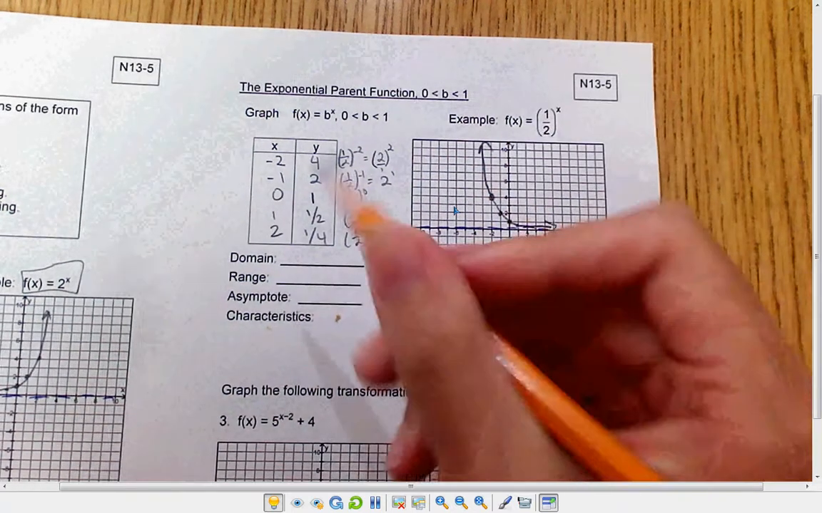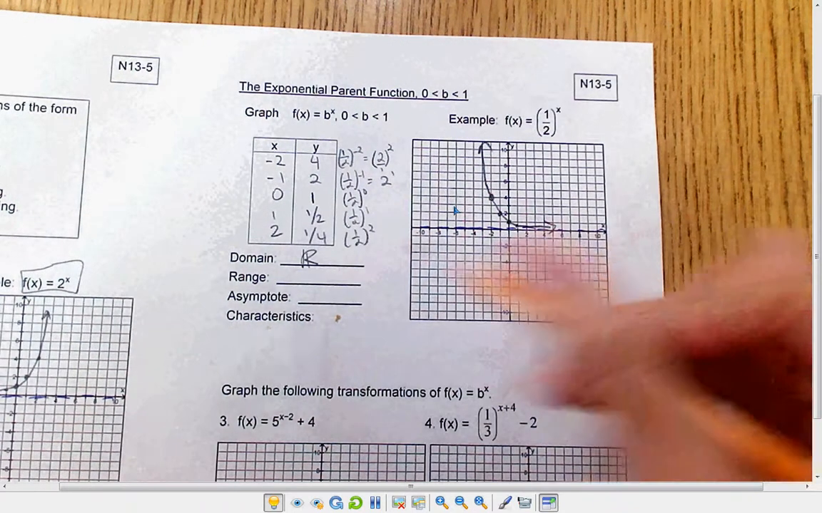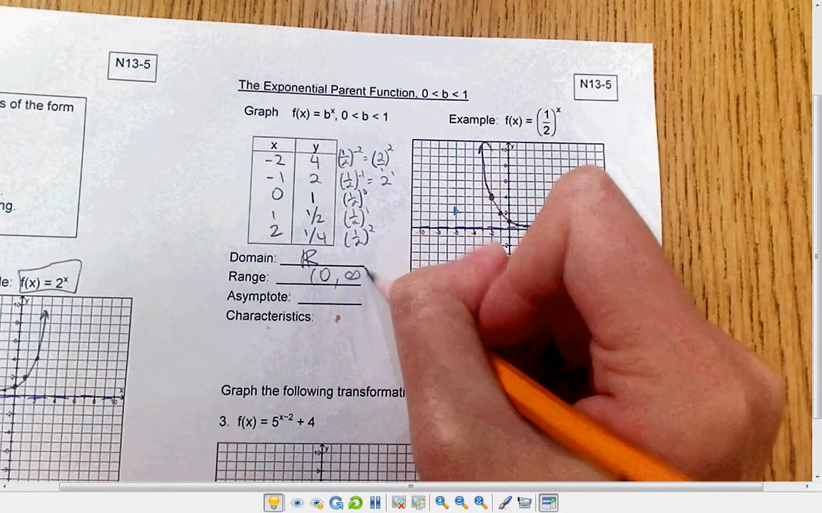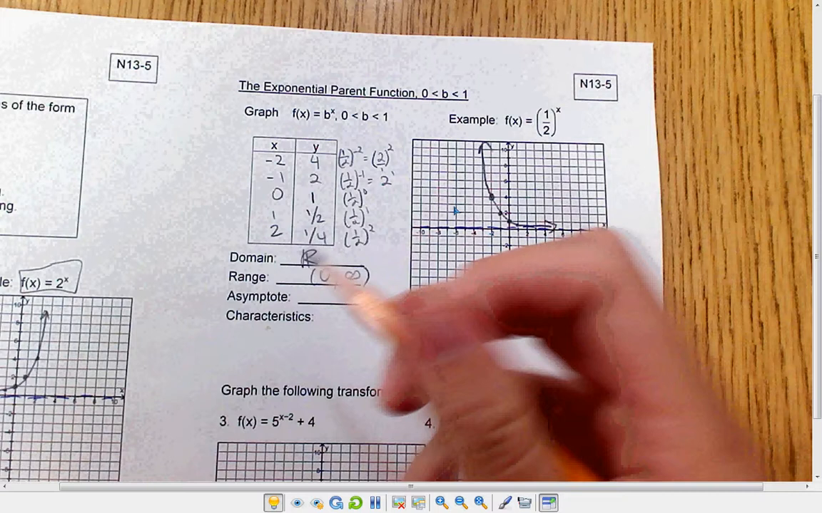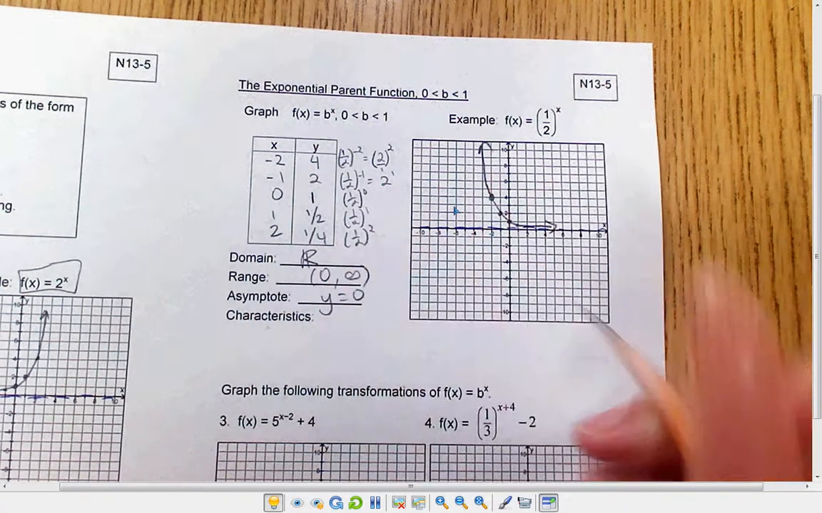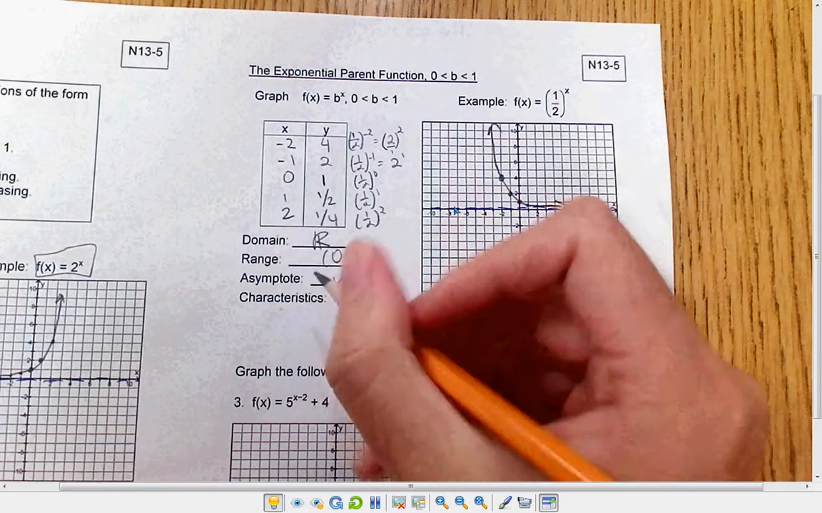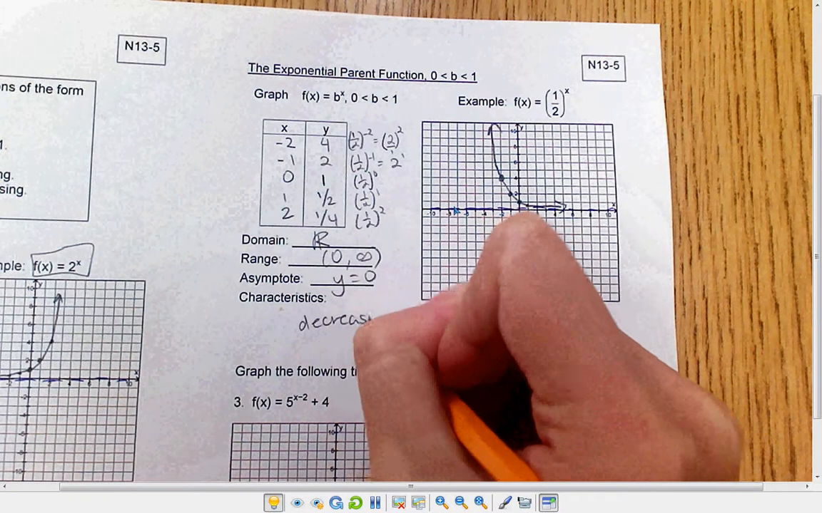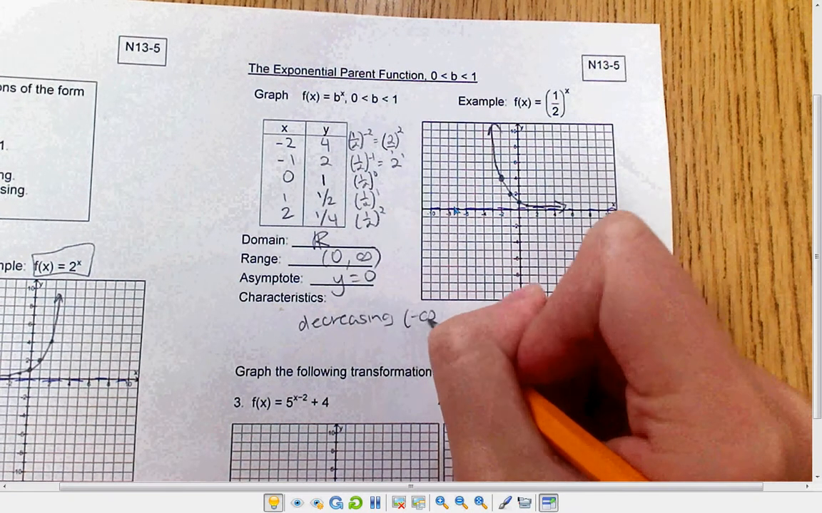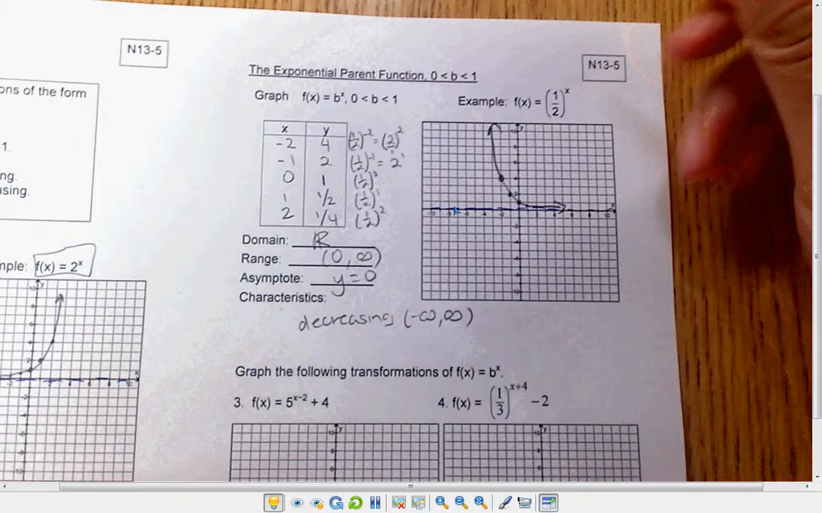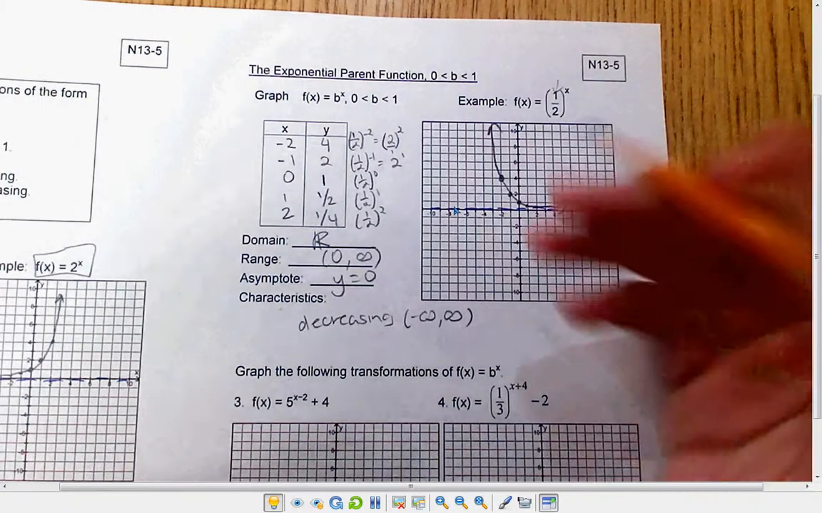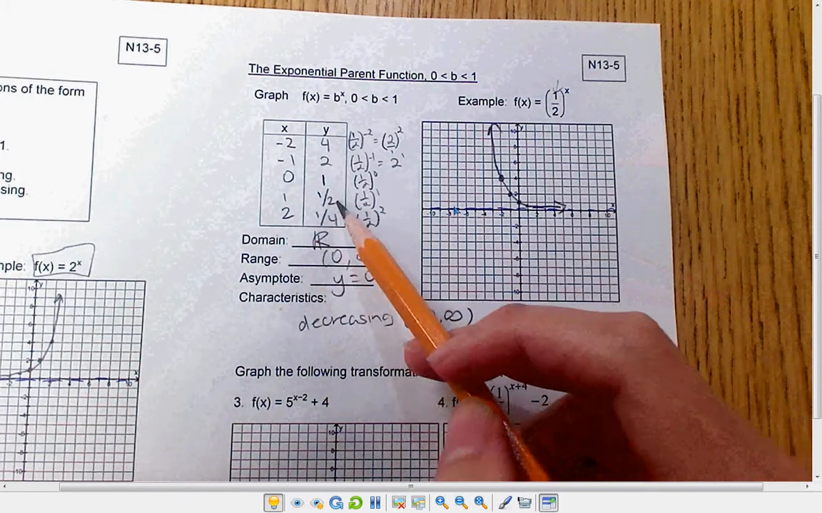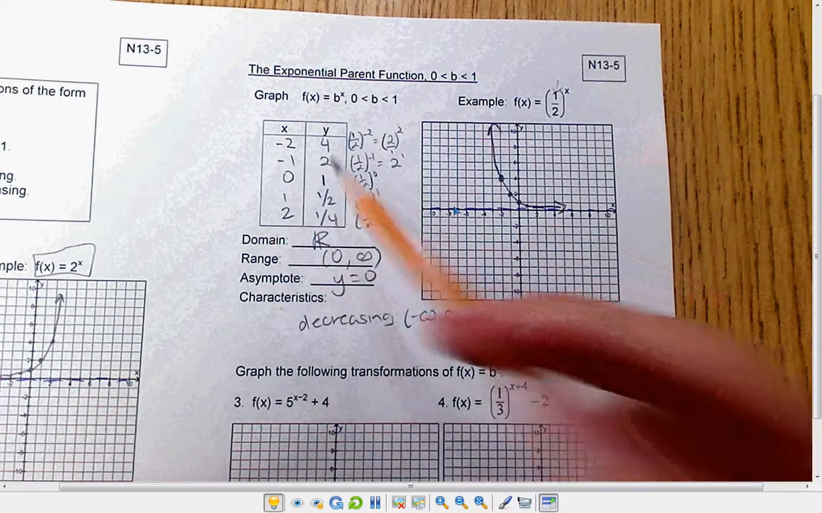So our domain is the same, it's all real numbers because it goes left to right. Our range again starts at our asymptote, which is 0 to infinity because it goes up forever. Our asymptote is still at y equals 0. So this one is very similar. The only difference is instead of increasing, this one is decreasing the entire time from negative infinity to infinity. So when you have a fraction here, all that's really happened is these have switched places. So at 1, it's now a fraction. At negative 1, it's now a whole number.